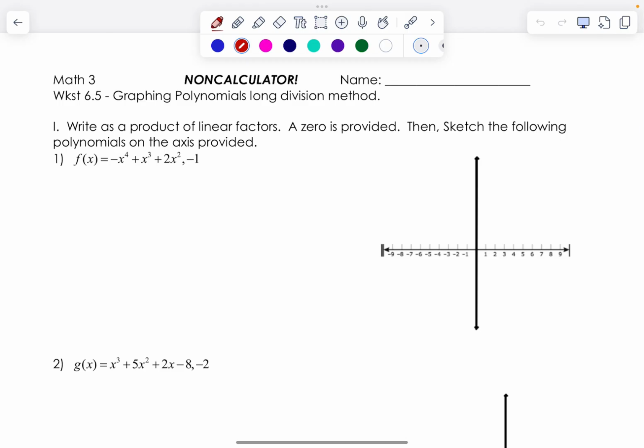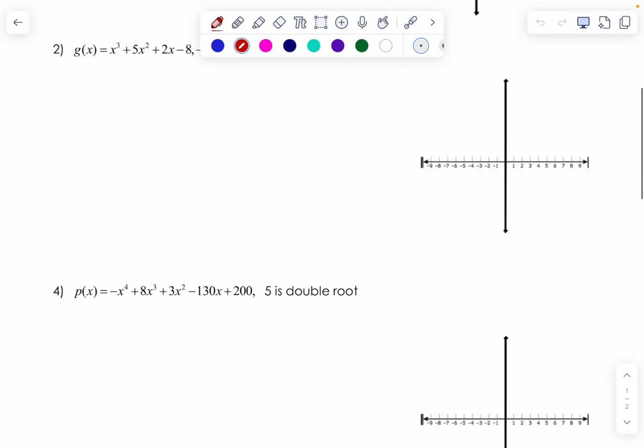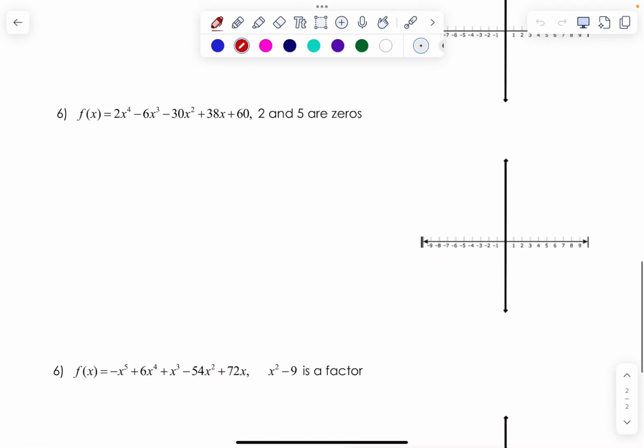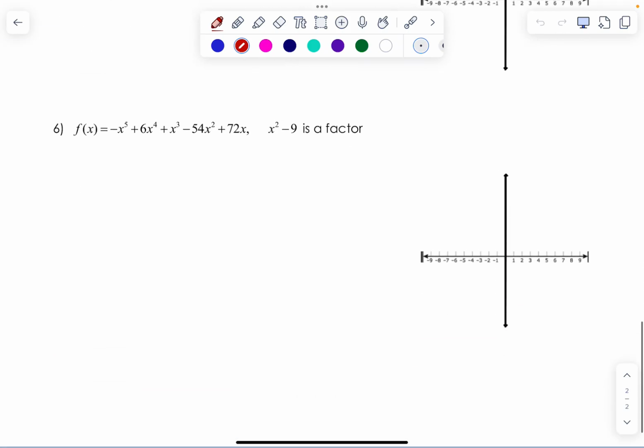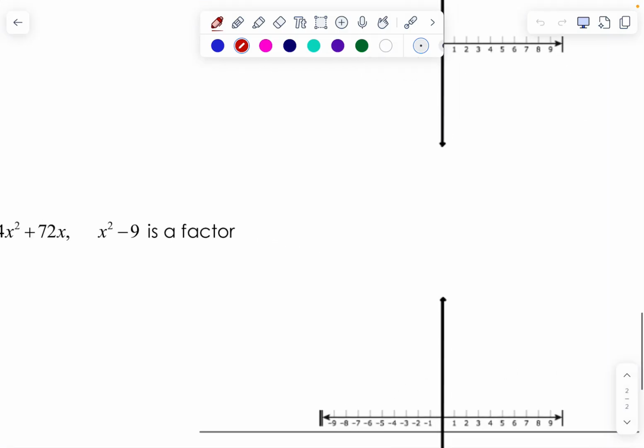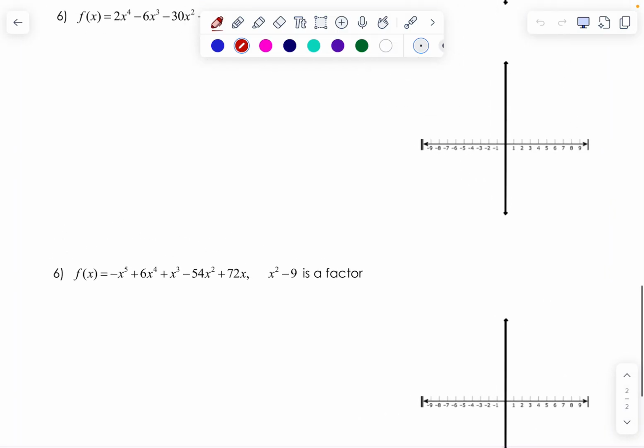All right, I should have mentioned that, well, I will now, but look at just real quick number 6. Oh yeah, this is one of those numbering ones. The one that has x squared minus 9 as a factor.